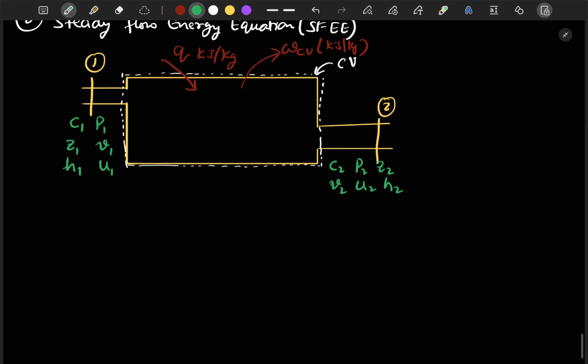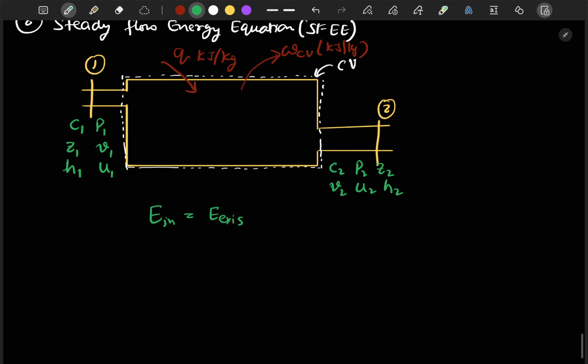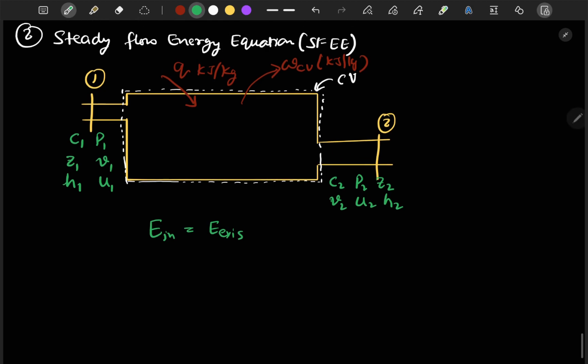Now from energy conservation, from the first law, we know that energy at inlet is equal to energy at exit. So we will equate energy at 1 and 2. Now let's write it: energy entry and energy exit. Let's say which part of energy is entering.